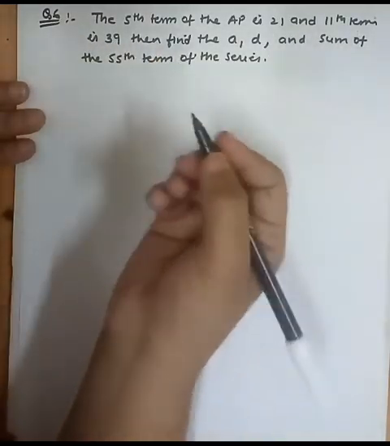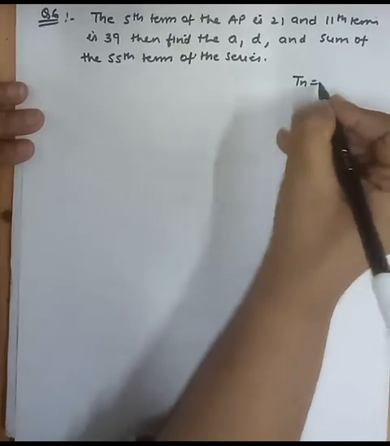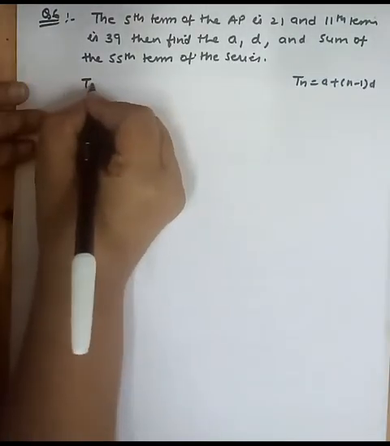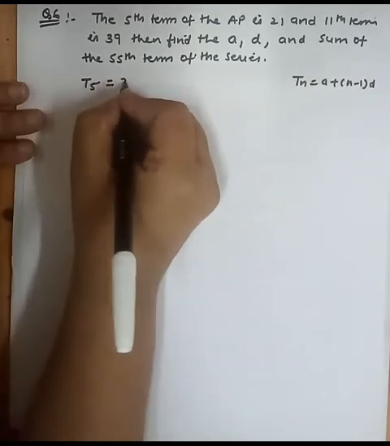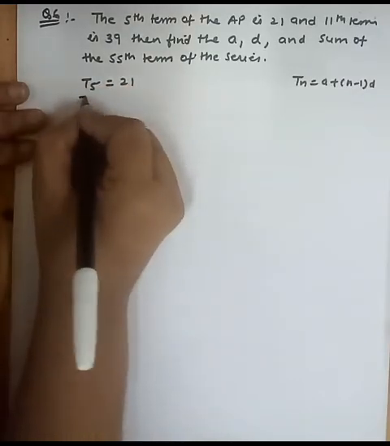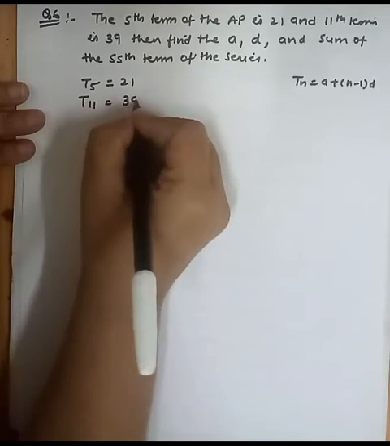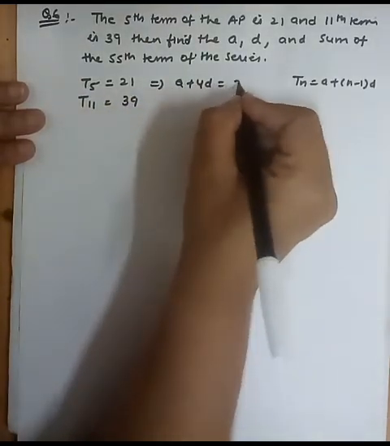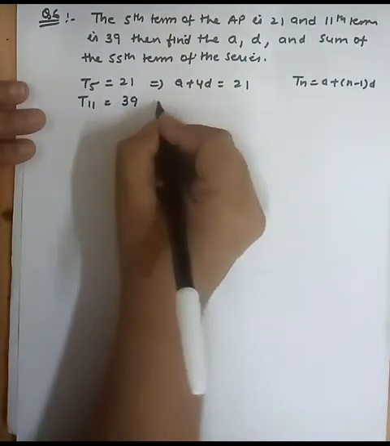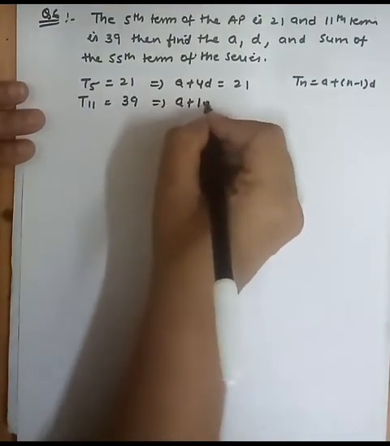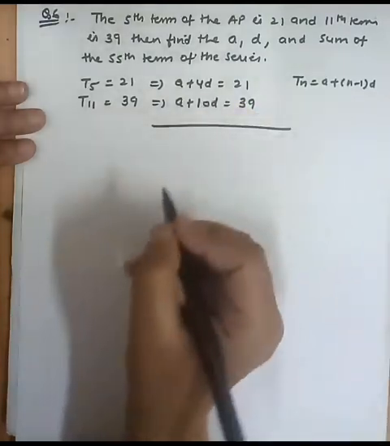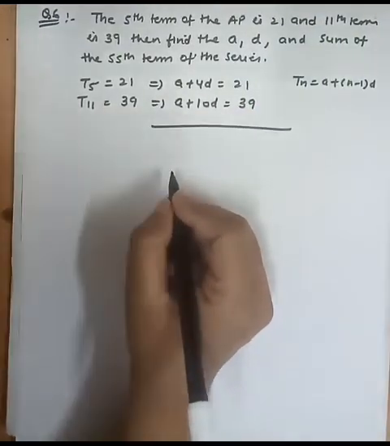We know the formula for the nth term is Tn equal to A plus (n minus 1)d. So here given the 5th term, it means T5 is given as 21 and T11 is given as 39. So here we get the equation A plus 4d equals 21, applying this formula, and here A plus 10d equal to 39. Okay, so you can solve both equations.